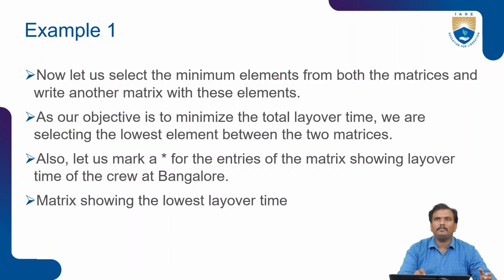Now we are going to select the minimum elements from both the matrices and write another matrix with these elements. As our objective is to minimize the total layover time, we are selecting the lowest element between the two matrices. And also let us mark A star for the entries of the matrix showing layover time of the crew at Bangalore, and the matrix showing the lowest layover time.